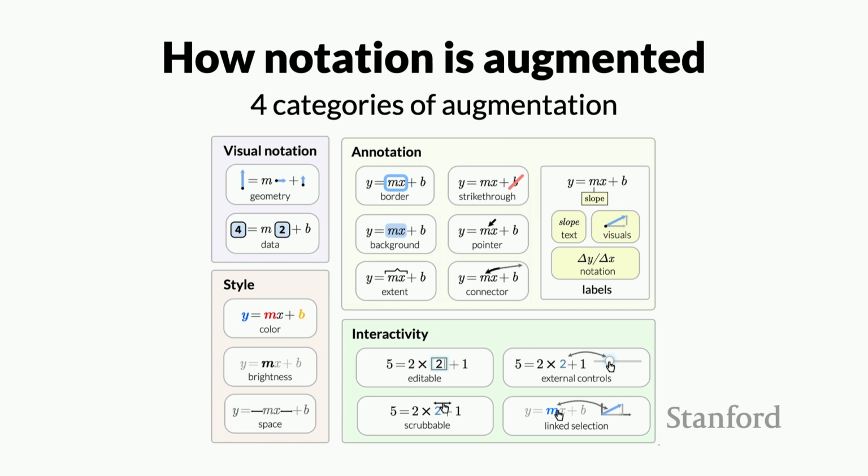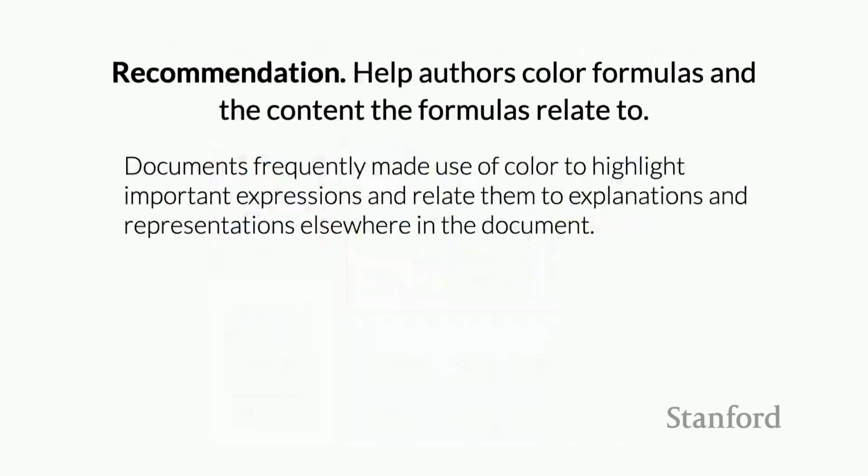Taking this taxonomy together with our interviews with these authors ended up leading us to a number of recommendations about what you would make possible in contemporary authoring tools, if we were to try to support the kinds of practices that they were talking about. So the first recommendation is to help authors color formulas and the content that those formulas relate to.